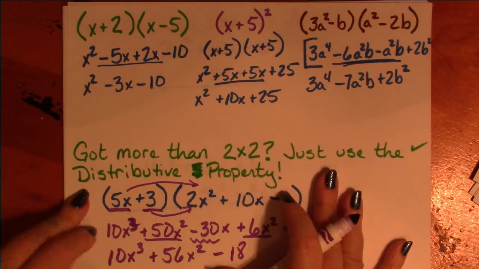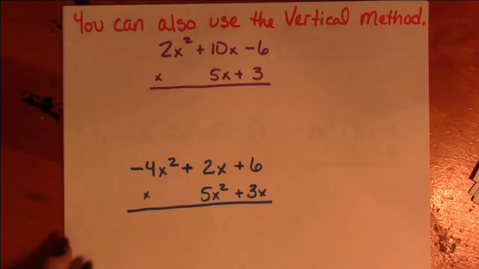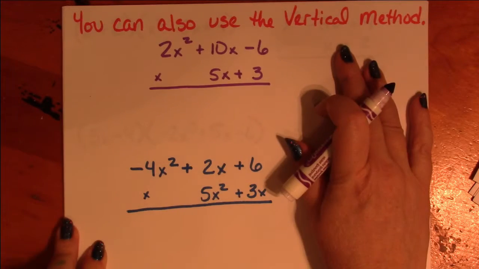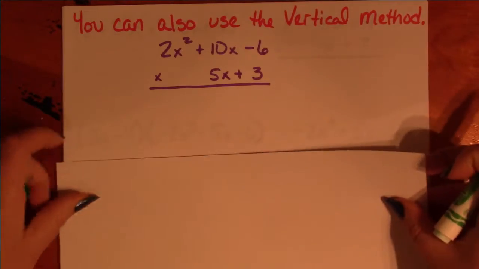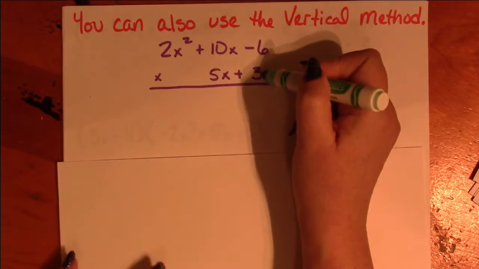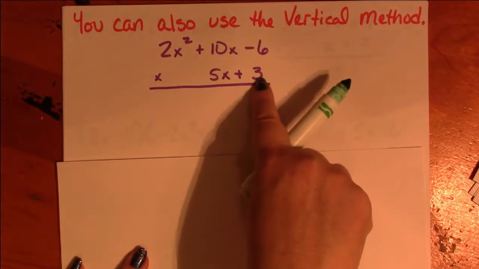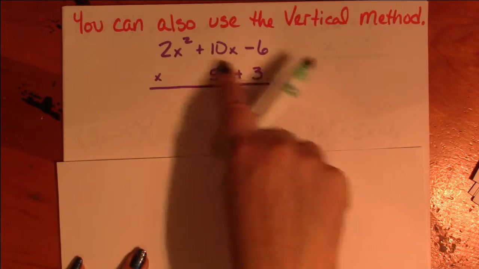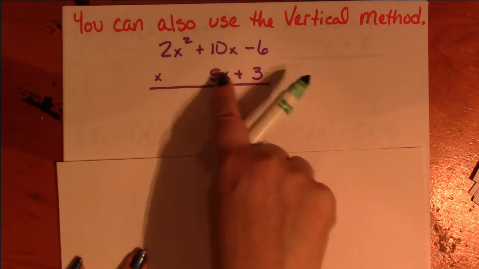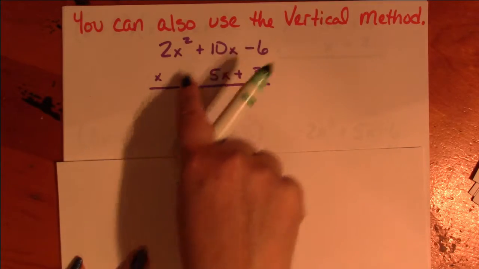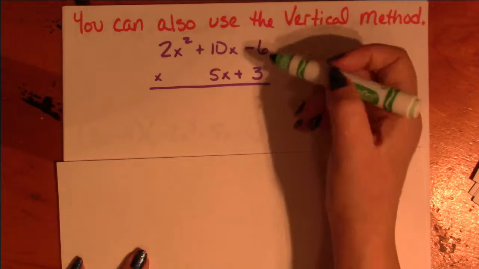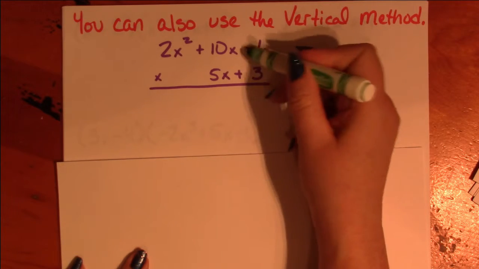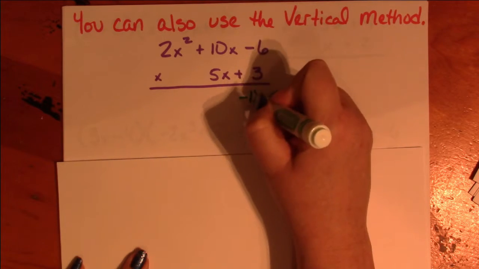Now there's another way to do this, and it's called the vertical method. And this is setting up your problem so that it looks like a long multiplication problem. You're going to do 3 times each of these three things, and you're going to line it up here, and then you're going to do 5x times each of these things, and you're going to line that up, and you'll end up making columns. So 3 times negative 6 is negative 18.